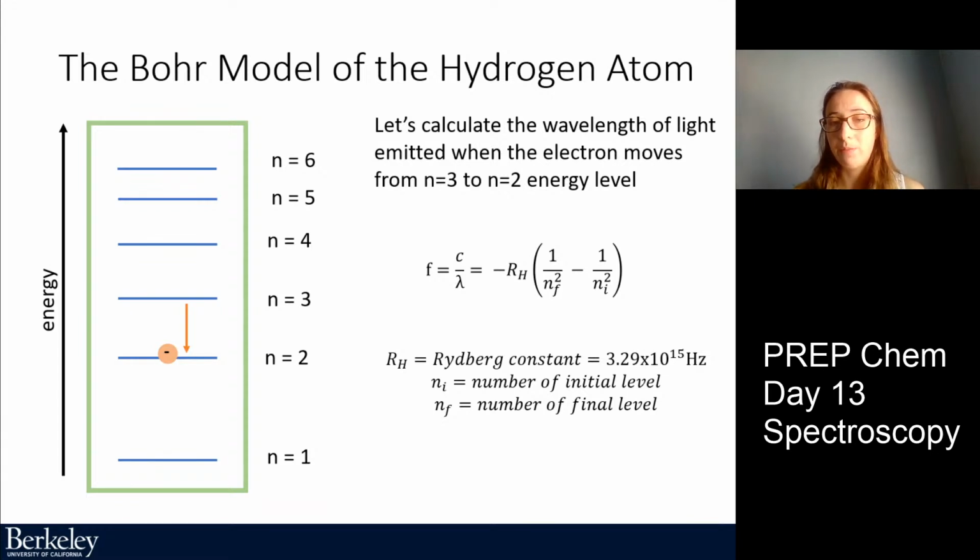So to solve this, you would need to know the number of your final energy level and the number of your initial energy level. Someone asked, is that equation saying F is equal to the Rydberg equation? Yeah, so the Rydberg equation actually is that frequency equals this constant times all of these other energy level numbers. So the Rydberg equation is the F part. What I inserted was that frequency also equals the speed of light divided by wavelength, just because we are trying to calculate wavelength in this example.